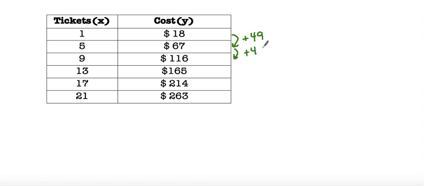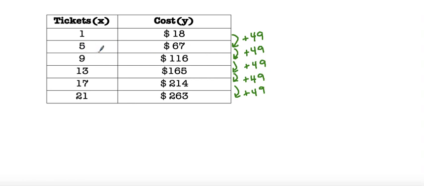From 67 to 116, it's going up another $49. From 116 to 165, it goes up another $49. From 165 to 214, there's another increase of $49. And finally, from 214 to 263, there's another increase of $49. So here our cost is continuously increasing by 49.